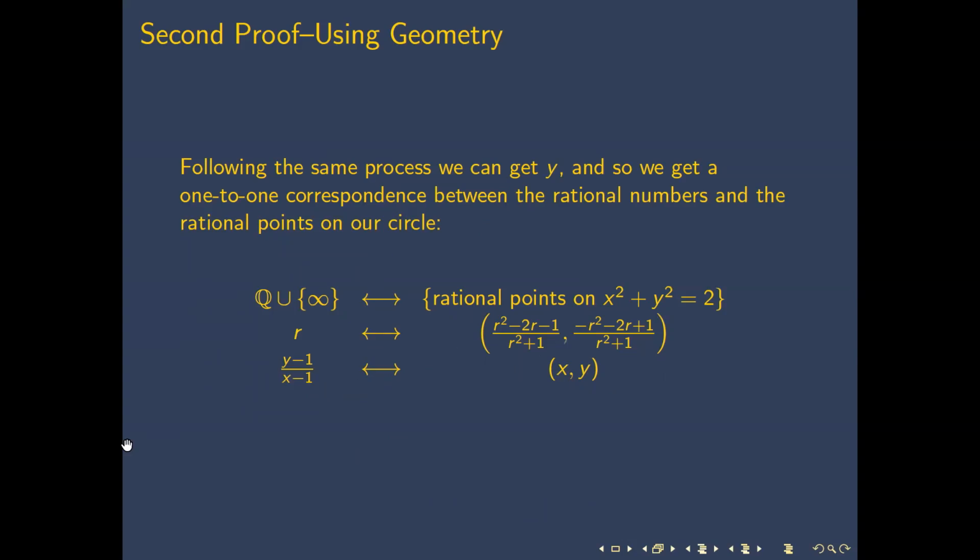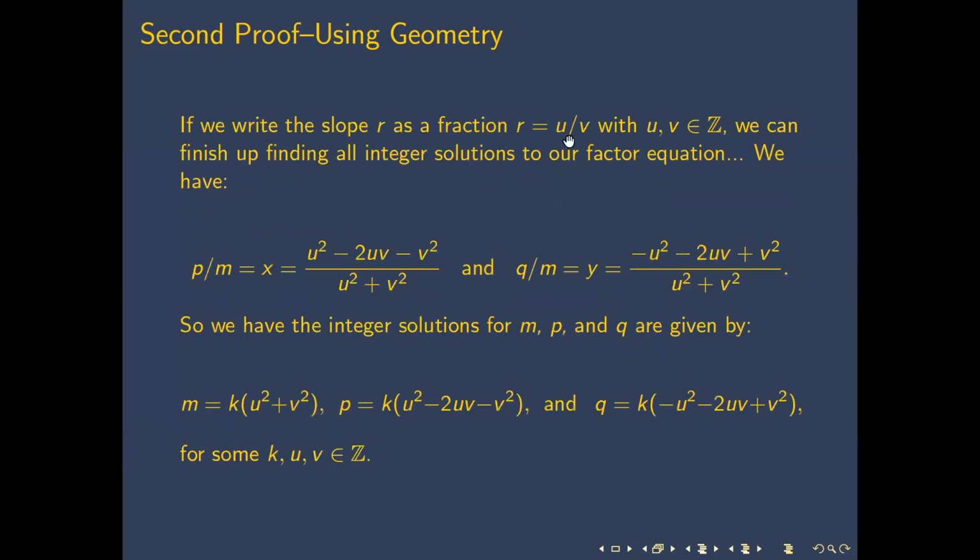Okay, so that's great. We found all the rational points on the circle. How do we translate that into what trinomials factor the way we wanted them to? Well, usually the next step is you'd write this rational slope as a fraction. So if I write this as u over v and plug that in, get rid of the denominators, I get x is this guy, and same thing for y, just a couple sign changes.